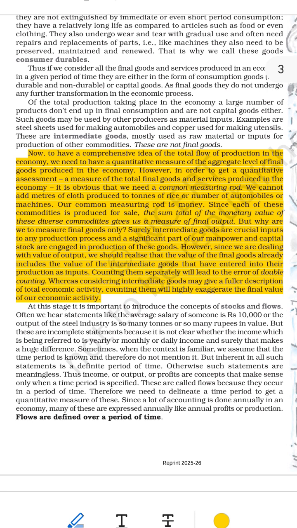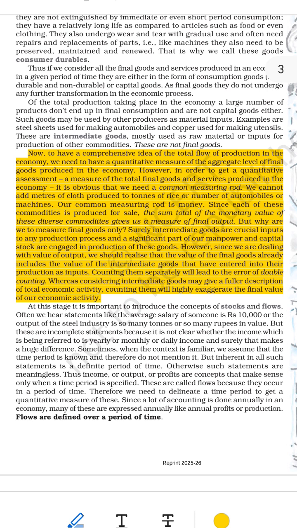What are we trying to do? We want to know how much total stuff is being made in our country. We call this total production or final output of the economy. To find this, we have to measure all the finished goods and services being produced. But we can't just randomly add things together. Problem: all goods are different.